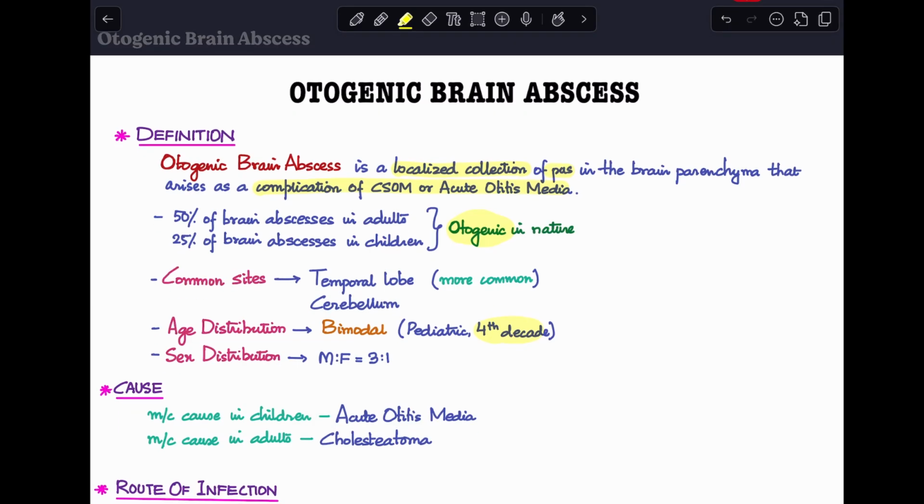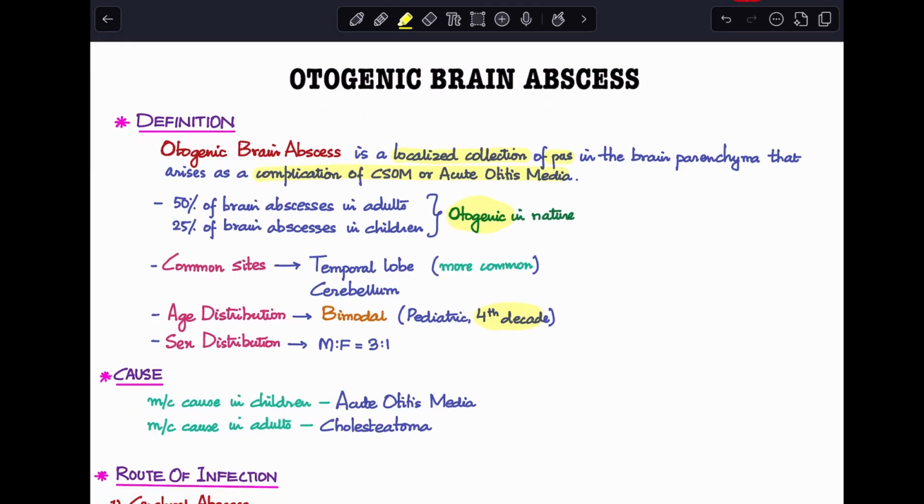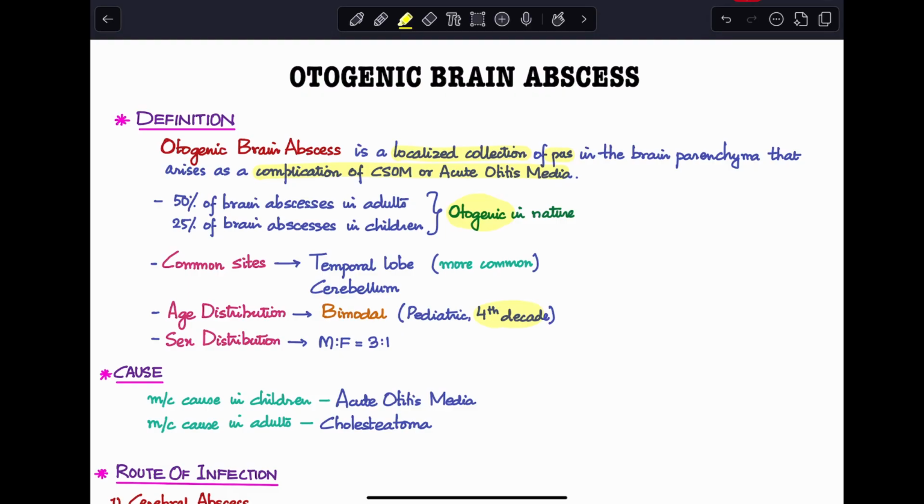Next, let's talk about cause. The most common cause of otogenic brain abscess in children is acute otitis media, whereas the most common cause in adults is cholesteatoma. These are two very important MCQs that we need to know.